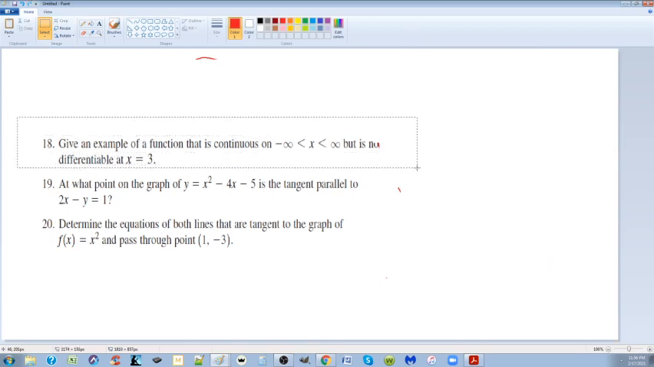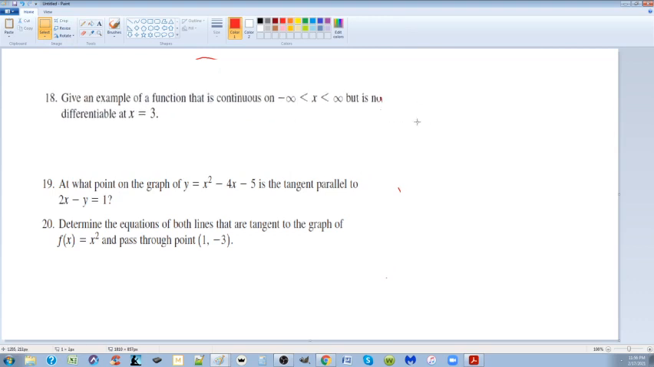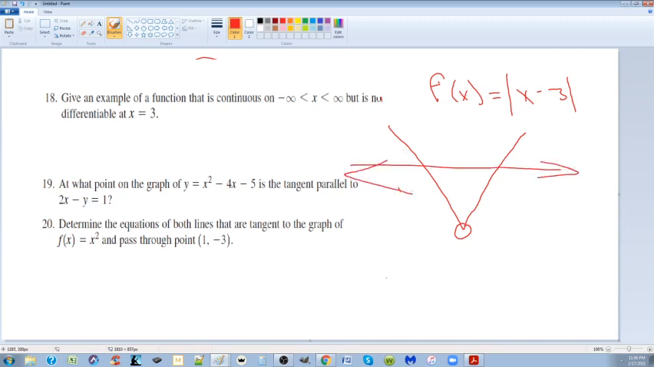Give an example of a function that's continuous along this, but not differentiable at x is equal to 3. Okay. That would be f of x is equal to the absolute value of x minus 3. And that's because you're going to have such a sharp point here that it's not differentiable, but yet it's continuous. See, it goes on and on.